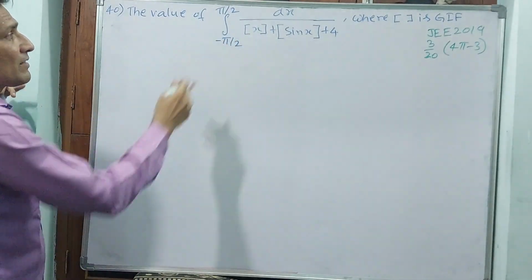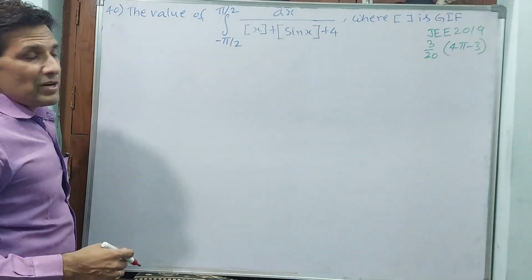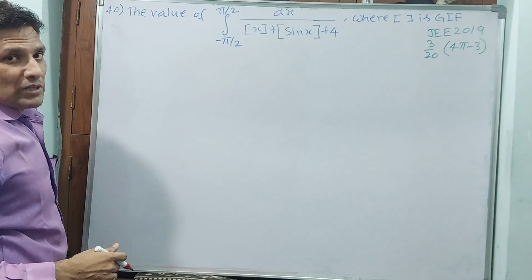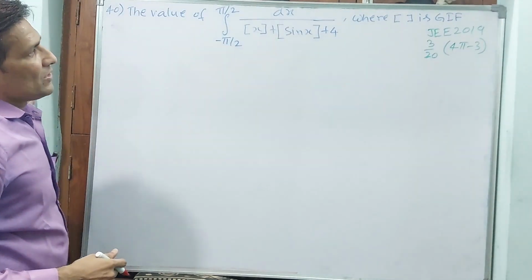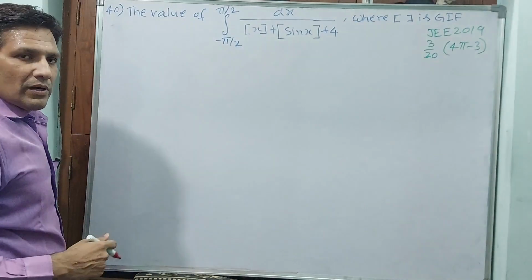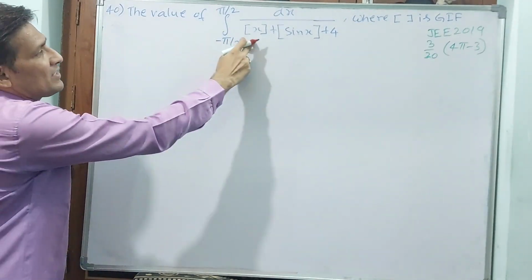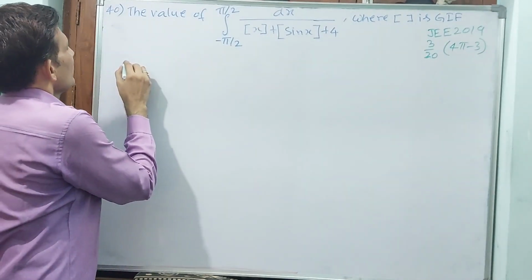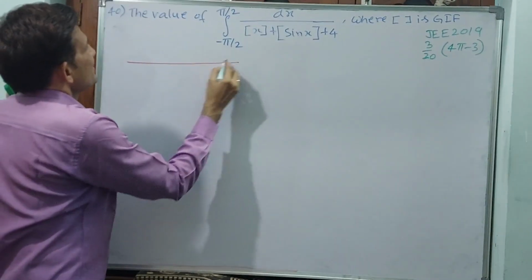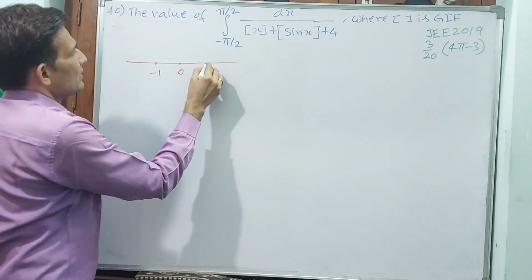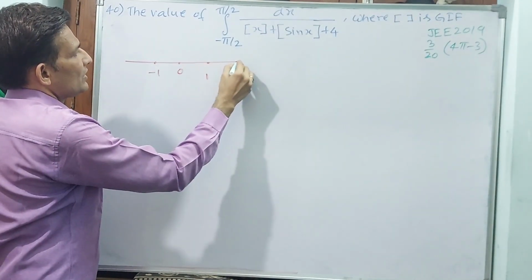Okay. See, greatest integer function. We know very well, the greatest integer function and the sine greatest integer function both are different. See how I want to explain. See, observe. This is 0. This is minus 1. This is plus 1. What about this?